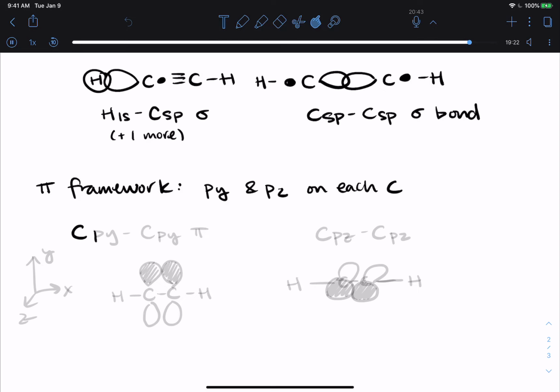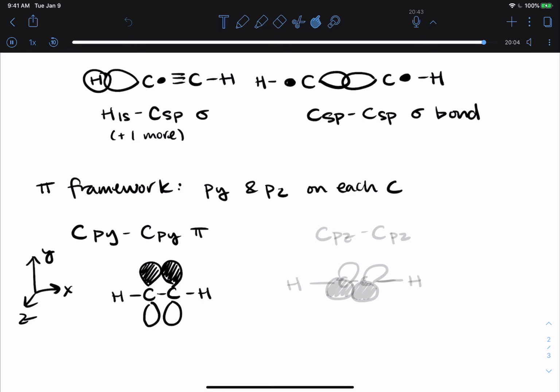So C py, C py, pi bond. So just an axis system reminder, X, Y, Z. So the py is in the plane of the paper pointing up and down. Get my carbons here, py and py. Tack my hydrogens on the end, and then these p orbitals need to be shaded such that it gives constructive interference.